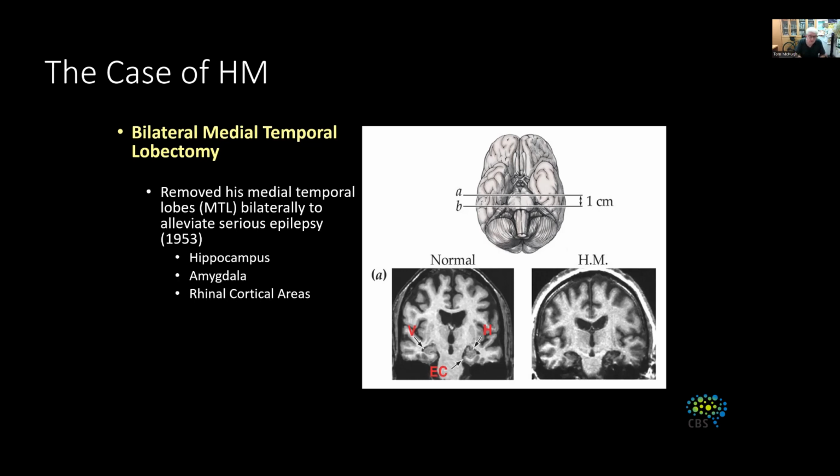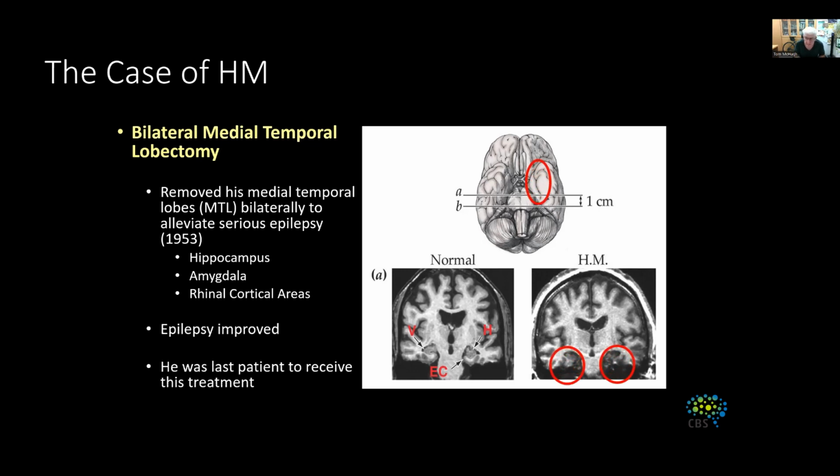And he did this in order to treat a very severe form of epilepsy. When he was a young man, he had a bicycle accident, and after that, he developed a very severe, almost intractable epileptic condition, and his seizures were so severe and so frequent that the doctors at the time, and this was in the early 1950s, decided to treat his condition by this invasive procedure to remove the focal areas of the brain where they thought the seizures were being generated. So you can see here, they removed his hippocampus, amygdala, and the surrounding cortical areas.